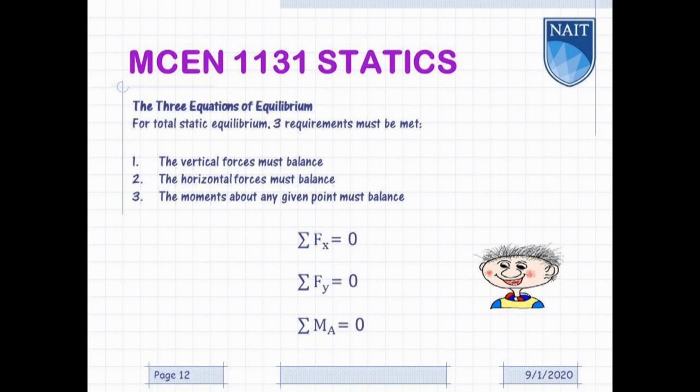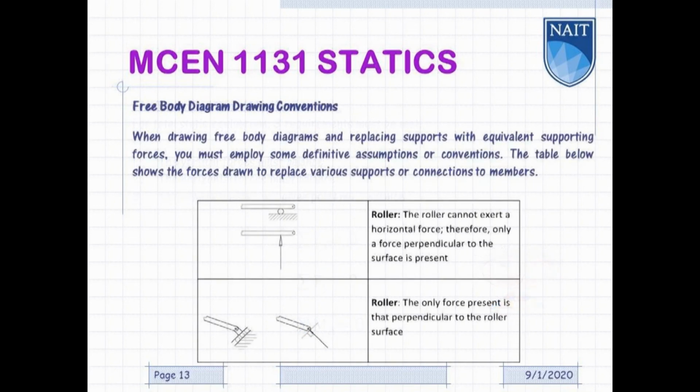For total static equilibrium, three requirements must be met. 1. The vertical forces must balance. 2. The horizontal forces must balance. And 3. The moments about any given point must also balance. In other words, the sum of vertical forces must equal 0, the sum of horizontal forces must equal 0, and the sum of moments about a given point must equal 0.